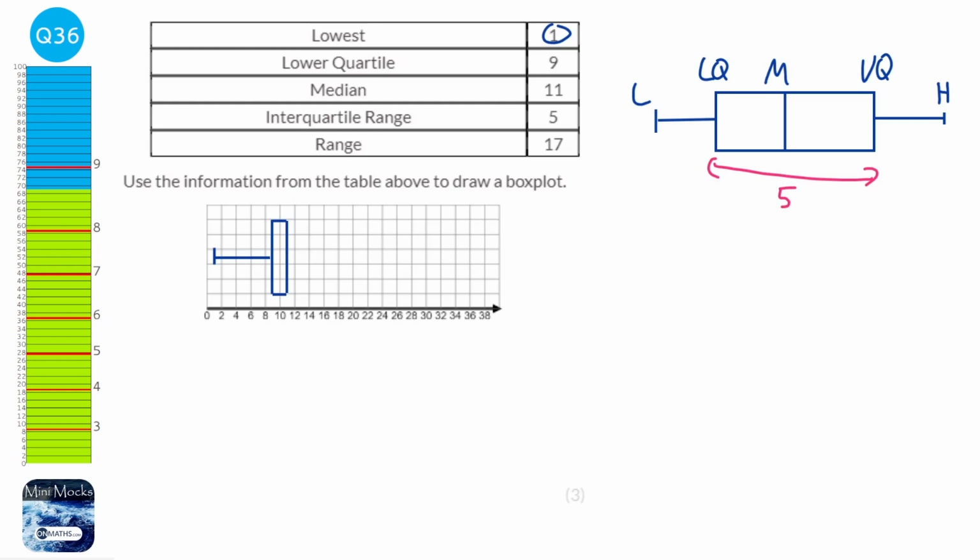If the lower quartile is at 9, it would be 9 plus 5, which will be 14. So if we get our line at 14, and then complete our box plot. Here we go. Now the range is the total distance of, or the total width of our box plot. So that's 17. So that's going to be 17 higher than the lowest value. Now the lowest value is 1, so 1 plus 17 is going to be 18. So I'm just going to, there we are. And we're going to have that at 18. And again, I'm just going to put a line there.